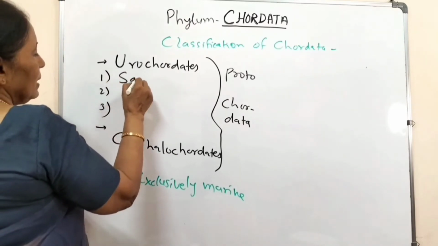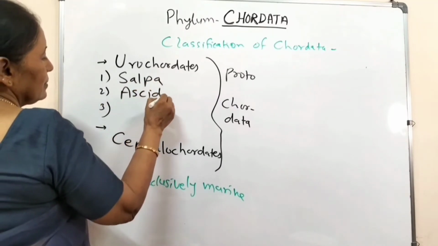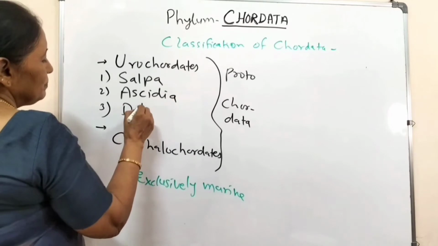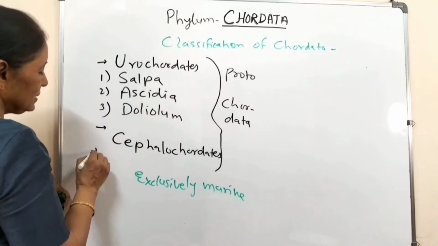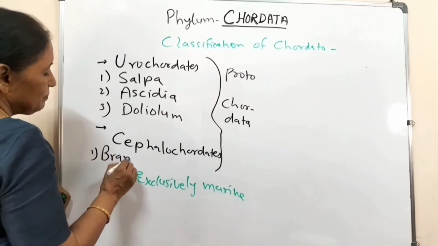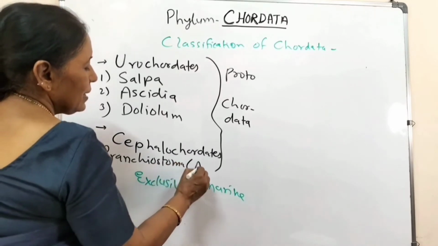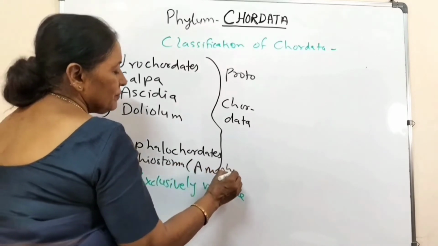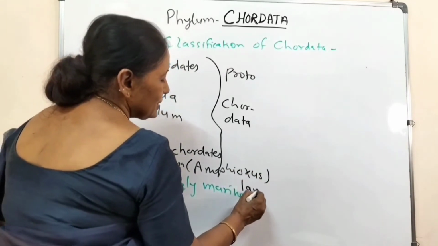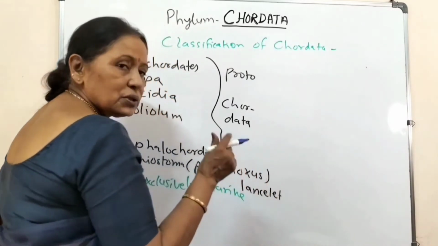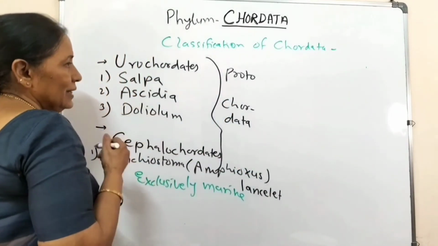And the examples given for Urochordata here are 3 in number: Salpa, Ascidia and Doliolum. In the case of Cephalochordates, this is Branchiostoma, called Amphioxus, or it is also called lancelet. Its body looks very sharp like a lance. That's why it is called lancelet.